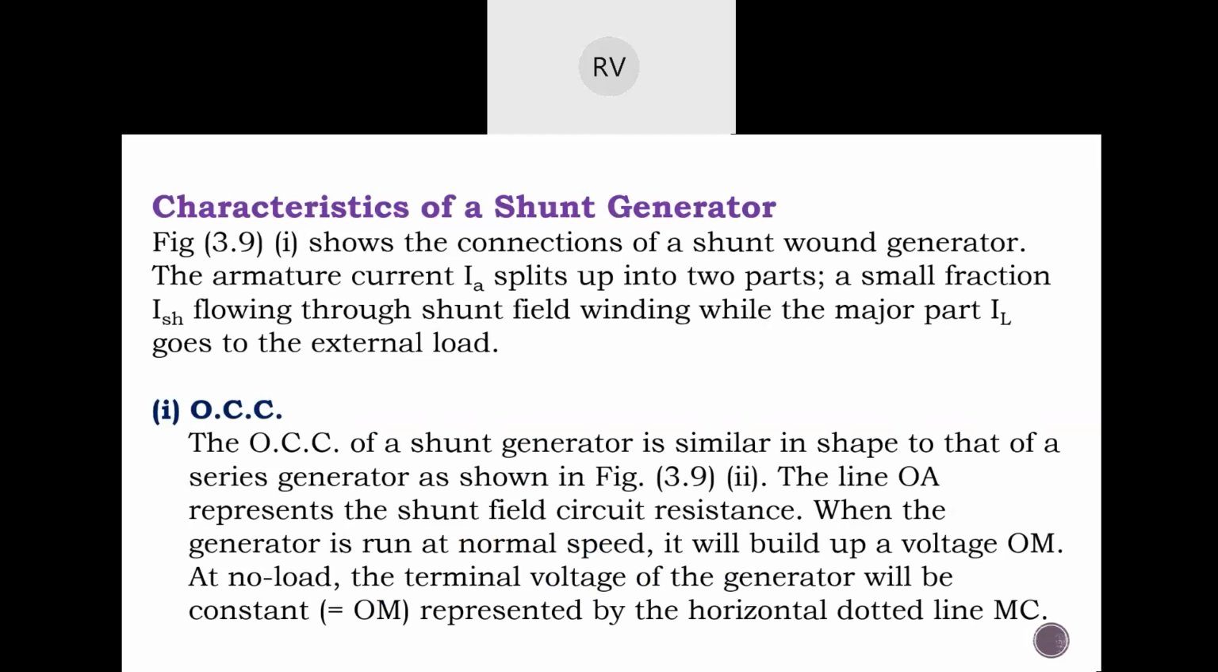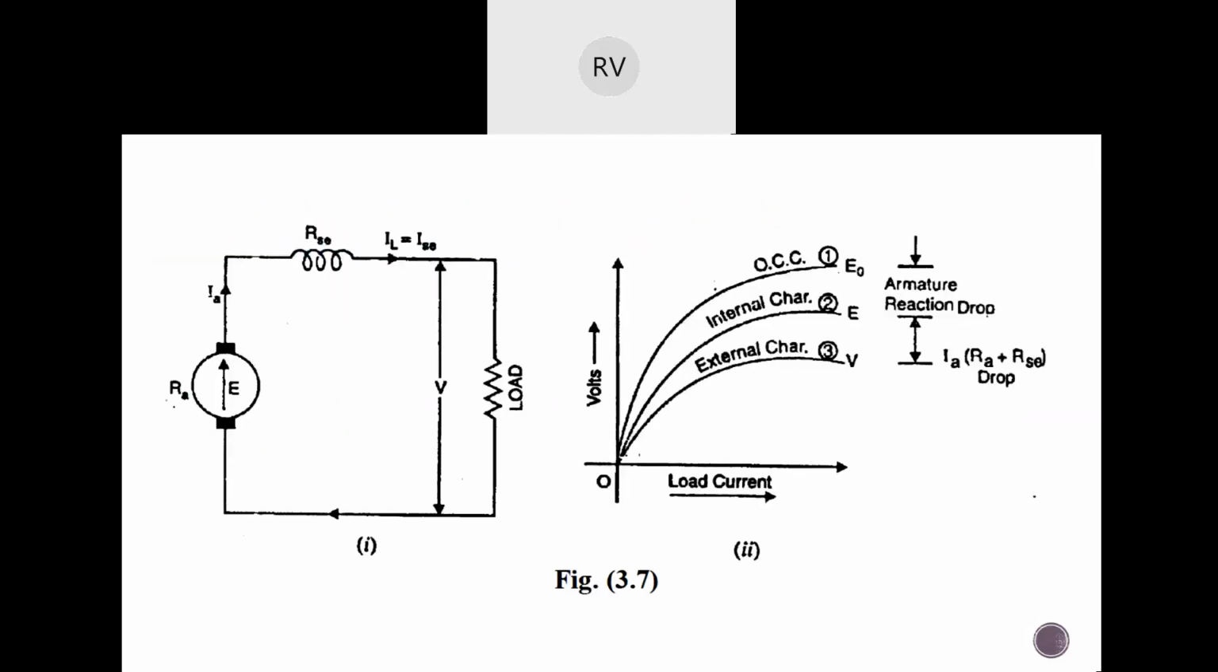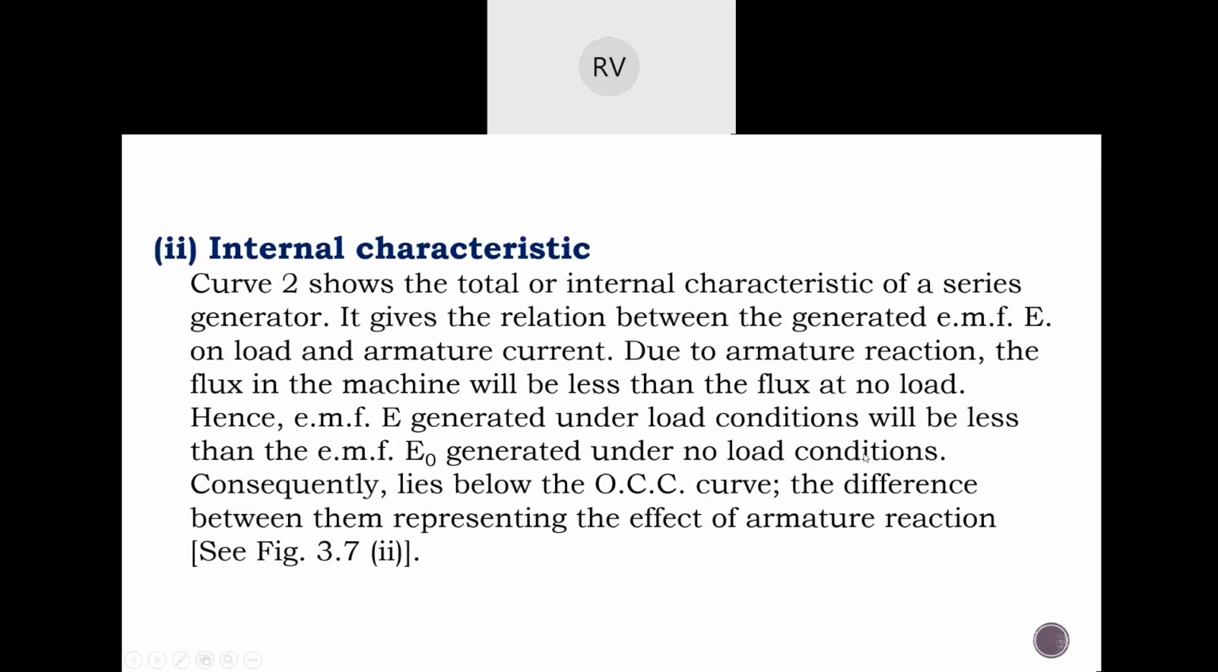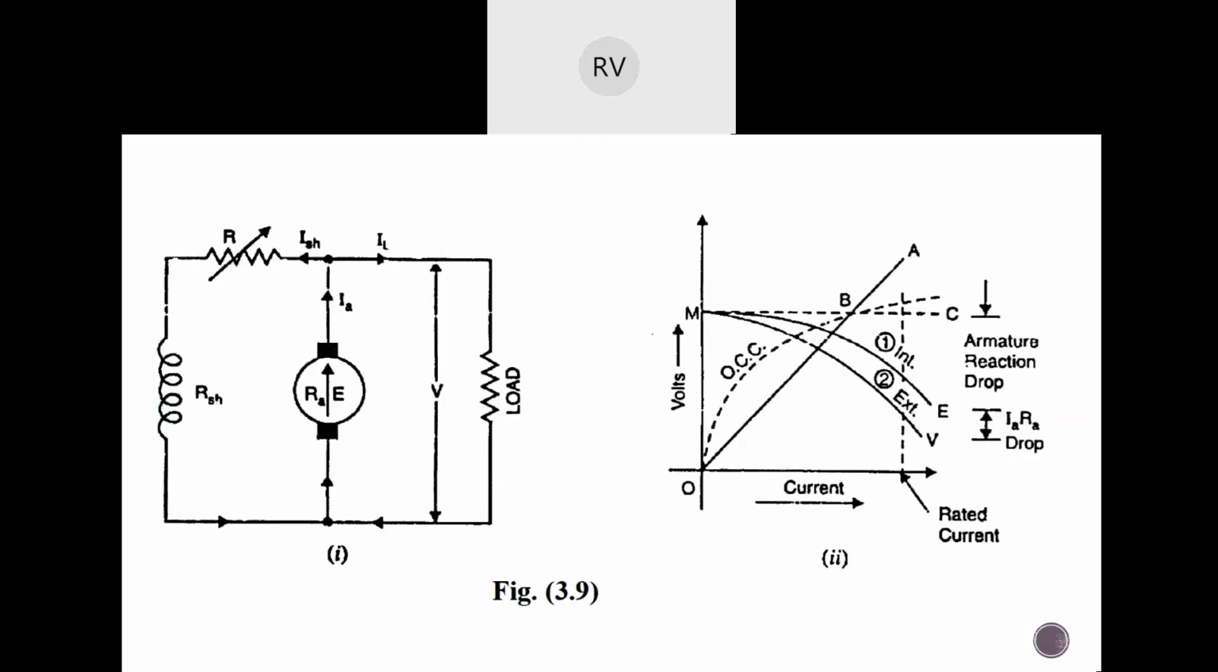As you know, the first one is the OCC, or open circuit characteristics, or magnetization characteristics. The OCC of the shunt generator is similar in shape to that of a series generator, as shown in figure 3.92. We have already seen the OCC for the series generator. Now we are going to see the OCC for the shunt generator. Here he has plotted the OCC in dotted lines, represented as OCC.